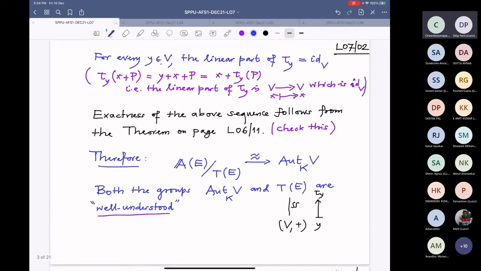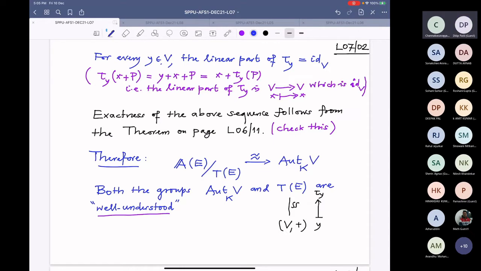So exactness of the above sequence now follows from the theorem on page 0611. That you should read. And I said check this. And remember, every time, for all of us actually, not only for me, for everybody, the next lecture will depend on the earlier lectures. So it is advisable the same day or next day morning till afternoon, you can read up, collect your difficulties and report your difficulties. We are there to help you.